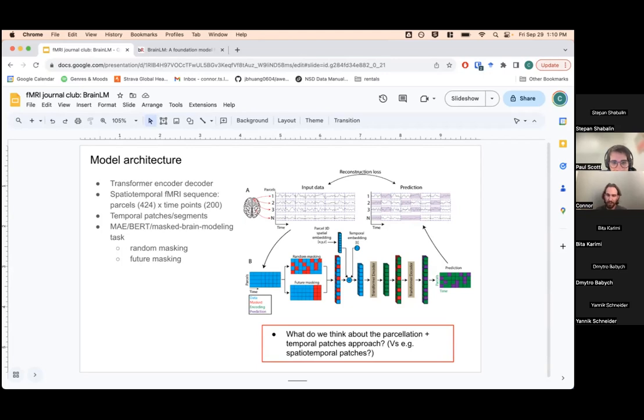So I just want to pause here and see if that explanation was more or less clear, and if there are any thoughts related to this approach of using purely temporal patches that are extracted from a parcellation.